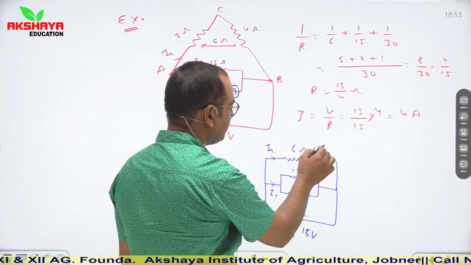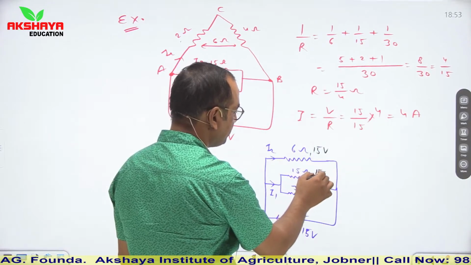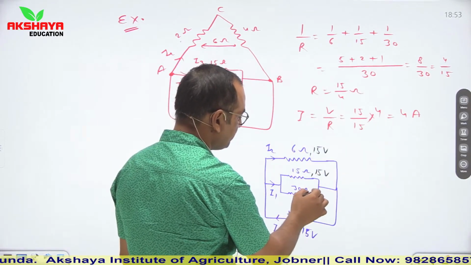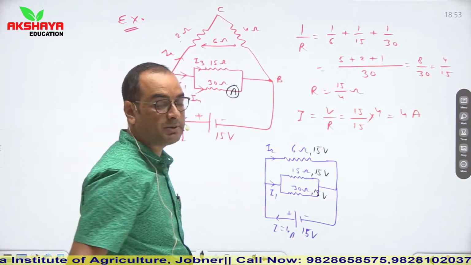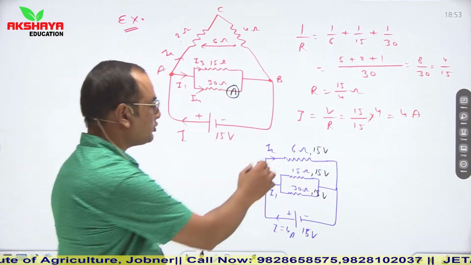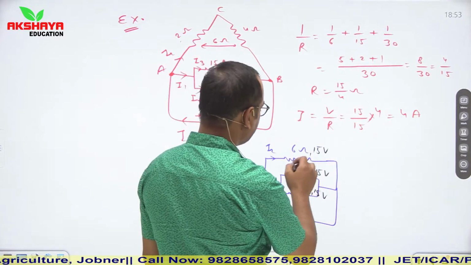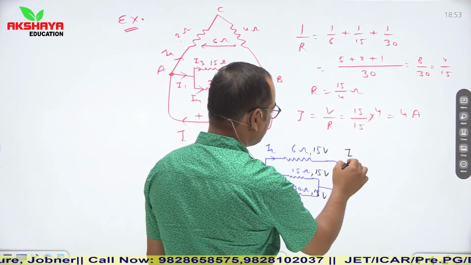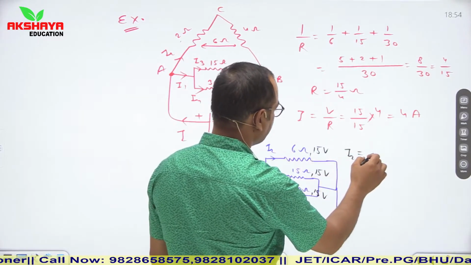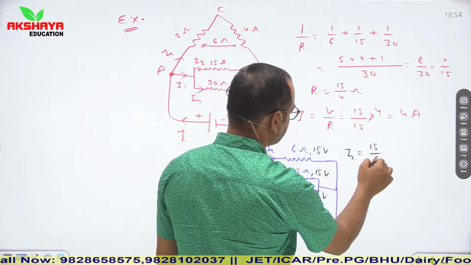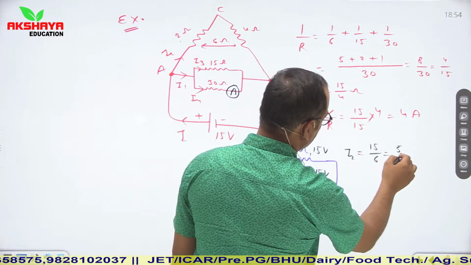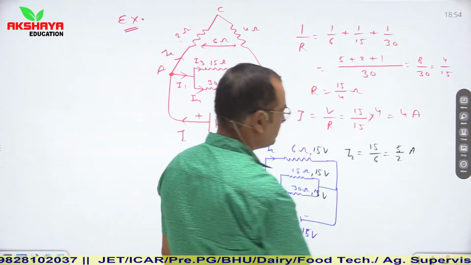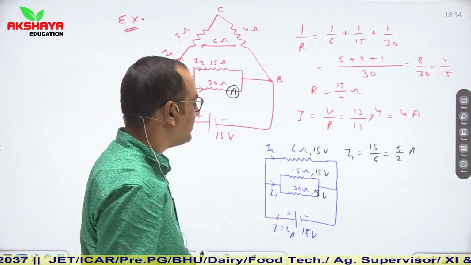So here also it is 15 volt, here also it is 15 volt, and here also it is 15 volt. So let us find out the current. So current in 6 ohm, I am explaining current flow in each resistor. So in 6 ohm, let us say this current is I2. So I2 is equal to V upon R2. So it is 15 by 6. So we can say 5 by 2 amperes. So this current is 5 by 2 amperes.